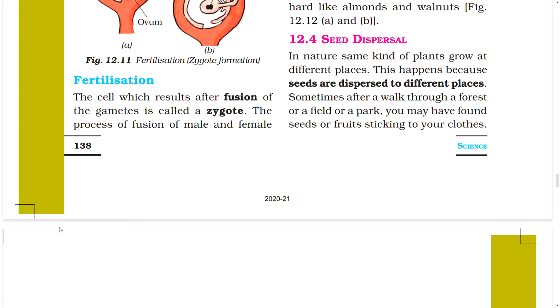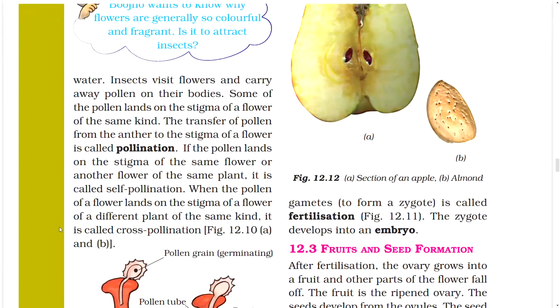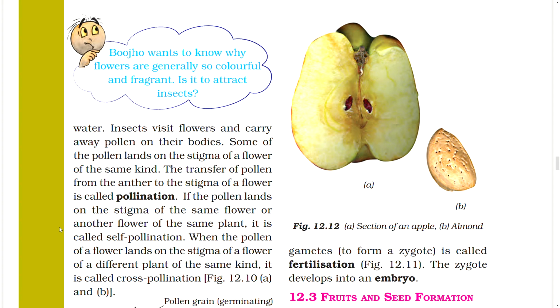Fertilization. The cell which results after fusion of the gametes is called a zygote. The process of fusion of male and female gametes to form a zygote is called fertilization. Figure: a section of an apple, and almond. The zygote develops into an embryo.